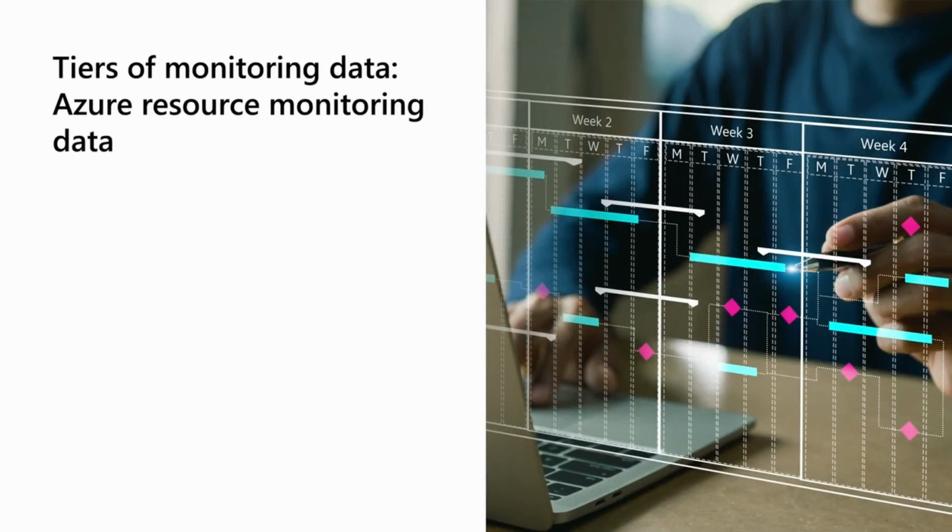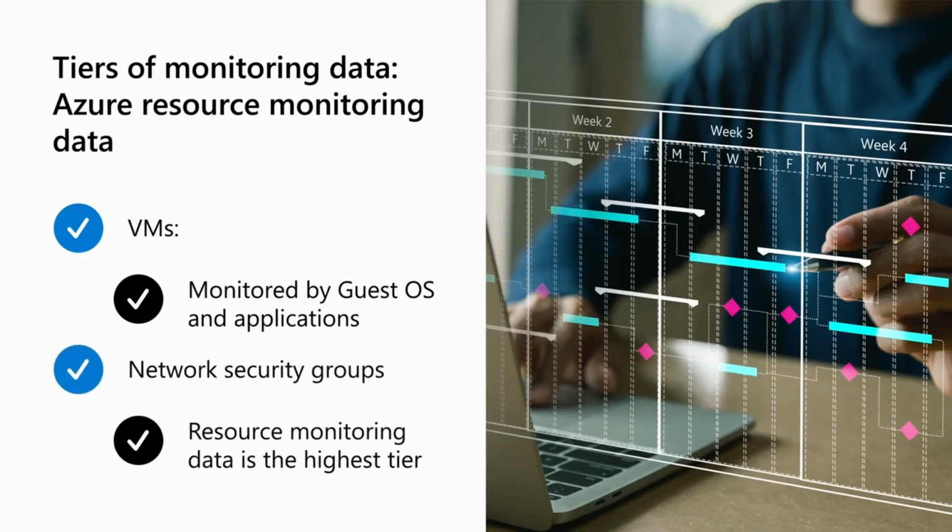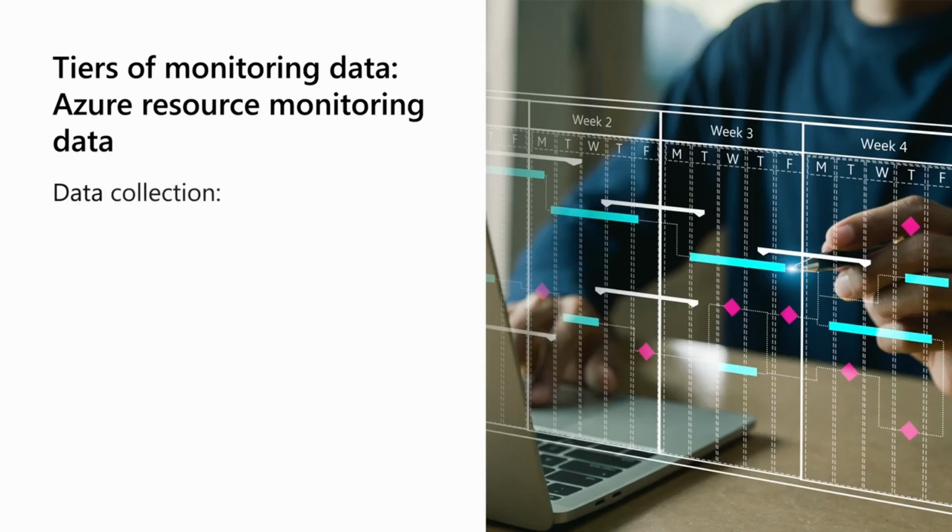Next, moving to the Azure Resource Monitoring Data, this tier includes data about the operation of the Azure resource. Some Azure resource types, such as VMs, have a guest OS and applications to monitor that Azure resource. The resource monitoring data is the highest tier available for other Azure resources, such as network security groups, since no guest OS or applications monitor these resources. Azure Resource Monitoring data can be collected using resource diagnostic settings.